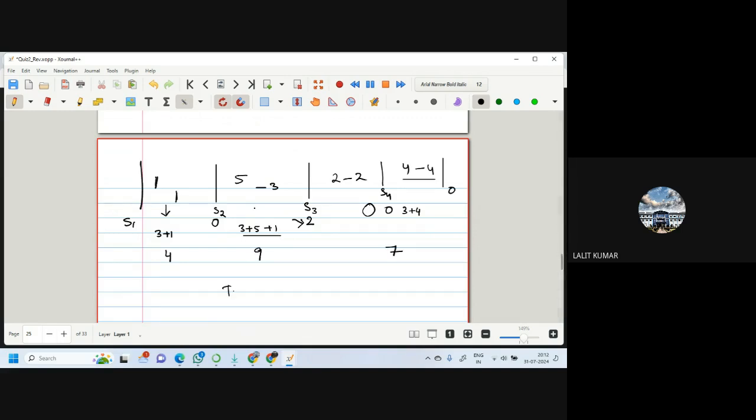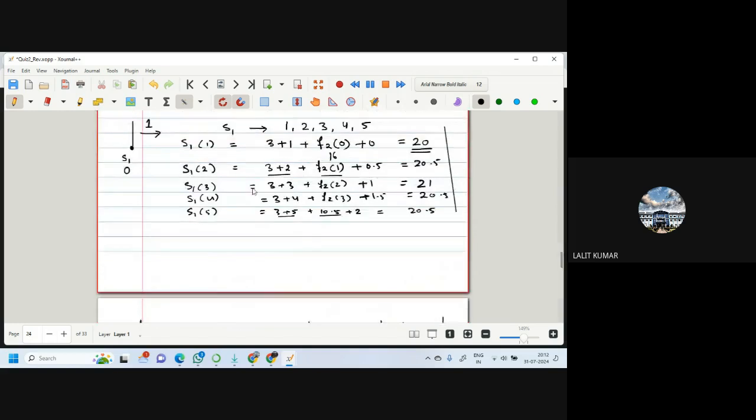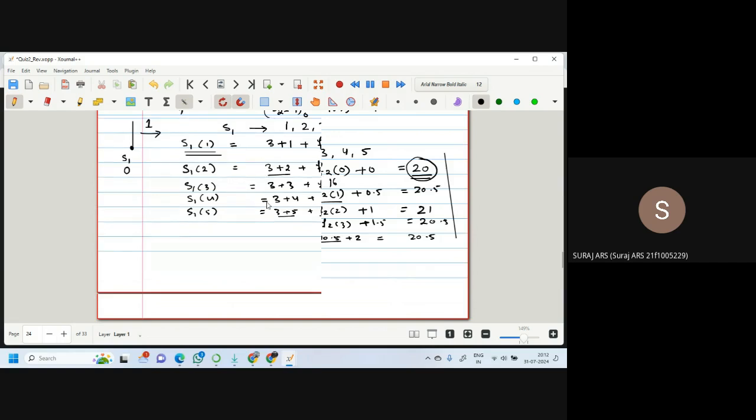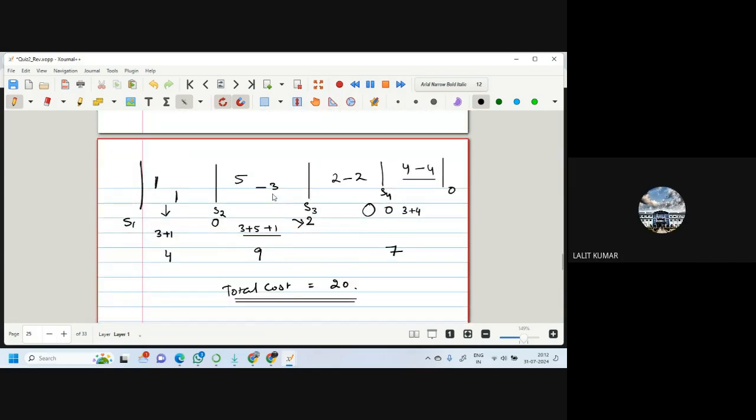And what will my total cost be? 20. Which I can check from here also. When we come to the last step, this is the value, 20, which gives me the lowest cost. On the basis of this, that's why I interpreted it also.